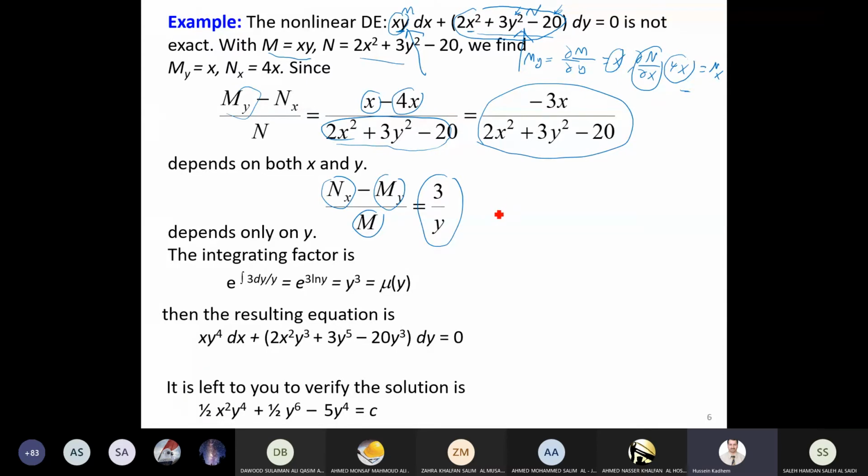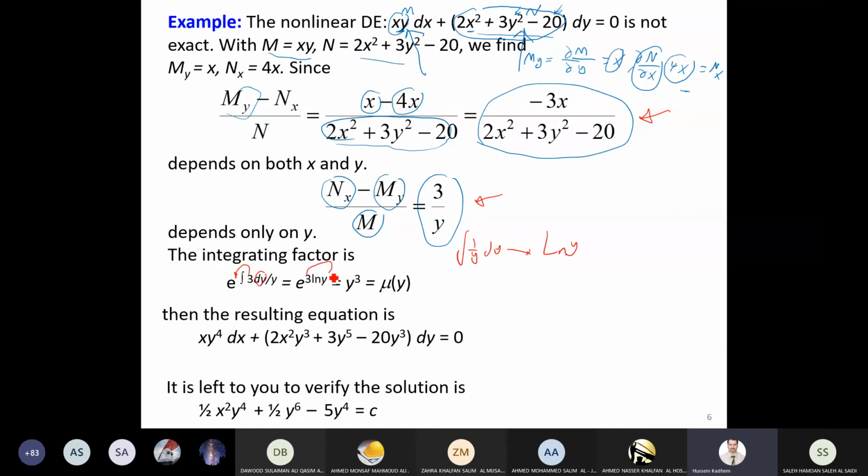Which one is easy to integrate? This part or this part? What do you think? The first or the second? Excellent. The second is easy. You see here, integration 3 over y dy. I will take 3 outside. Exponential, it will be 1 over y dy. When I integrate, it gives ln y, right?